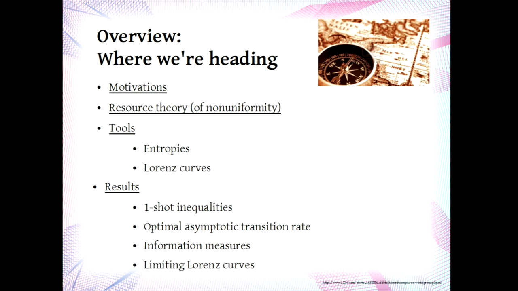We're going to focus on resource theories, particularly the resource theory of nonuniformity, which is the thermodynamics of those simple systems. The tools that we're going to use to mathematically describe the resource theory of nonuniformity are entropies and Lorenz curves. Our main results are single-shot inequalities, conditions under which some set of operations can and cannot transform some quantum state into another state. We will show that we recovered and generalized a known optimal asymptotic transition rate. I'll explain what on earth that means. I won't have a lot of time to talk about information measures or limiting Lorenz curves, but feel free to ask about those during the Q&A.